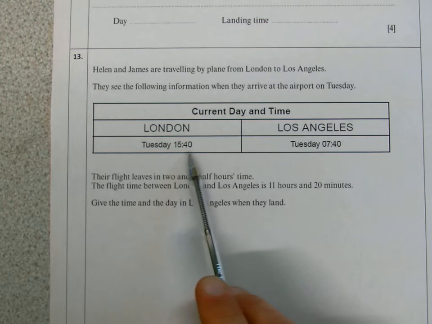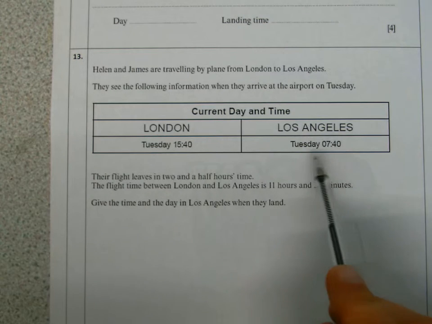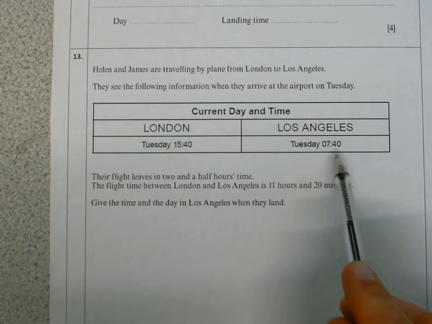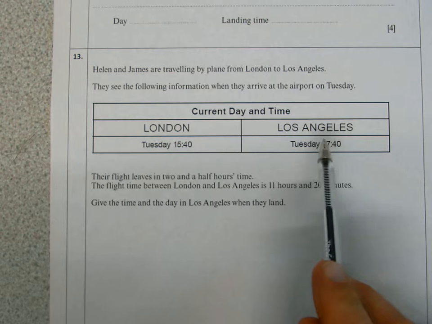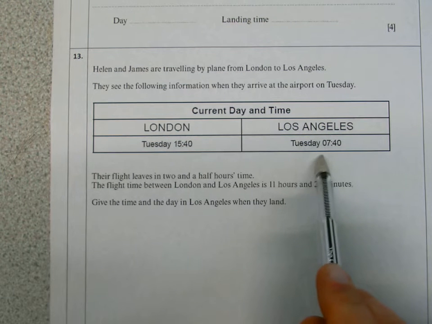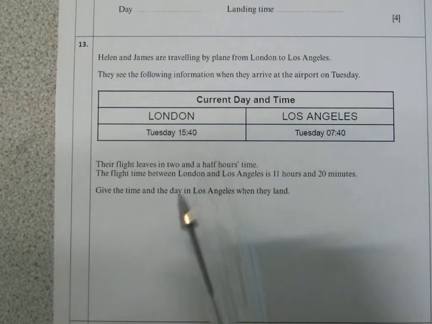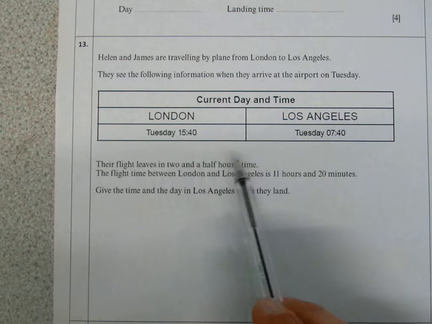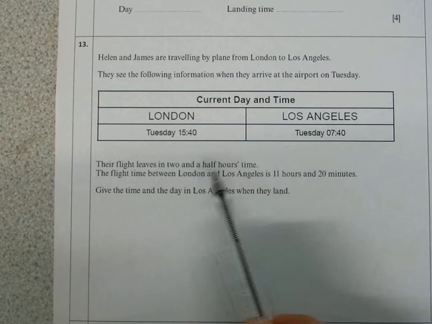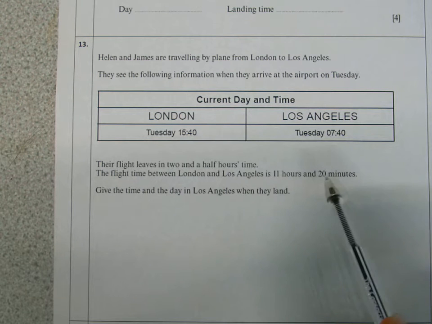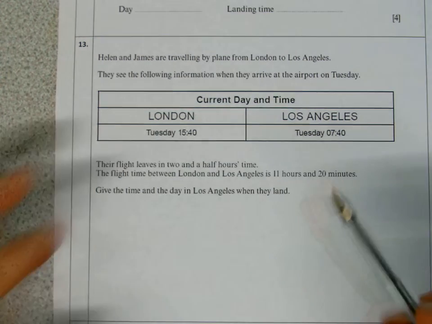So Tuesday is 15:40 in London, and it's 07:40 in Los Angeles. So obviously there you can see London is ahead of the time in Los Angeles. So it's morning in Los Angeles, afternoon in London. The flight leaves in 2.5 hours time. The flight time between London and Los Angeles is 11 hours and 20 minutes. Gives the time and day in Los Angeles when they land.